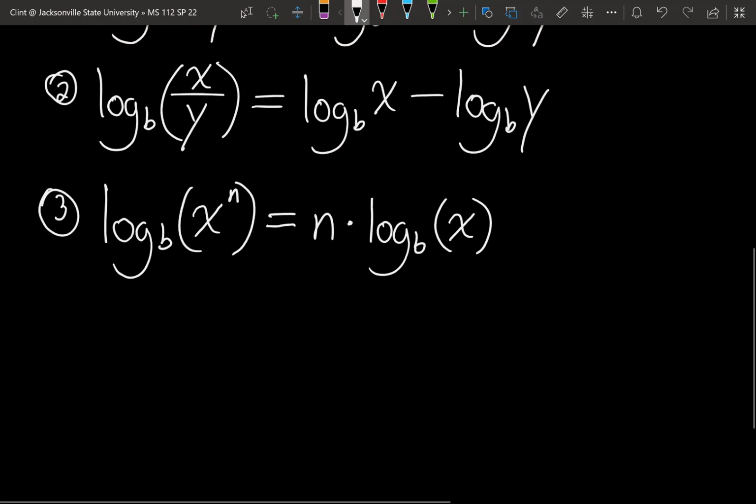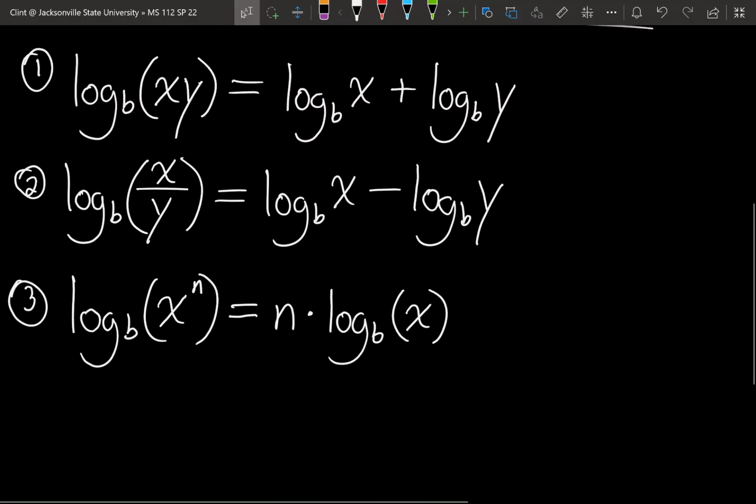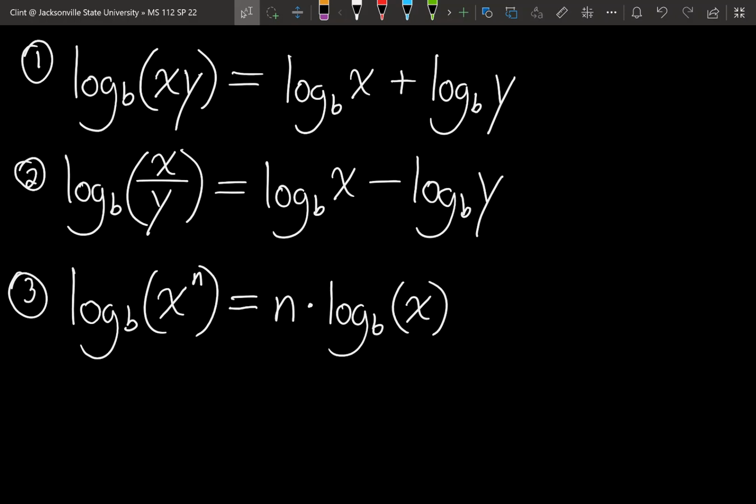So there are our 3 big properties for this section. Pretty much everything we're going to do just revolves around applying these 3 things. And then we do have one other formula that we use with a calculator. It's not a big deal. So 3 properties. Really, we kind of have 6 things to keep in mind because you can use them both directions. You can go from the left side to the right side, or the right side to the left side.